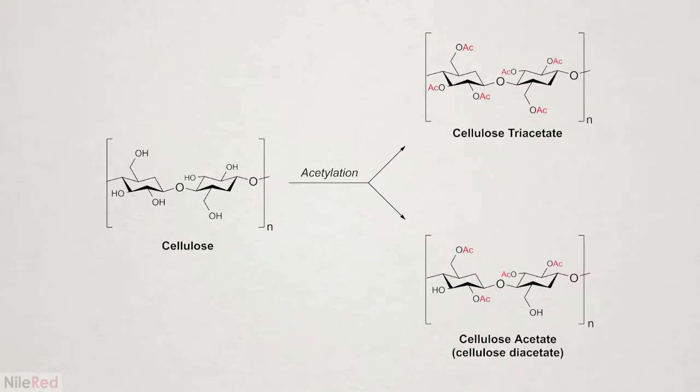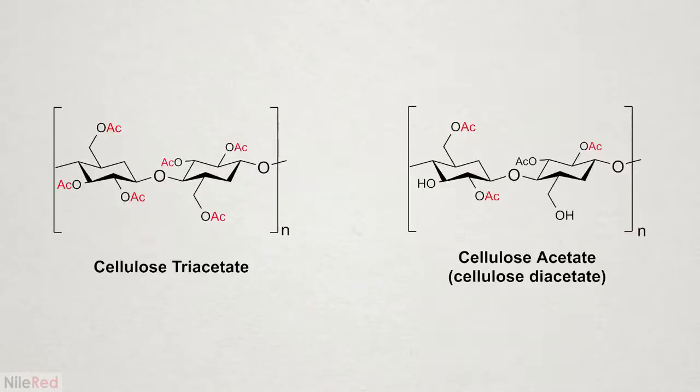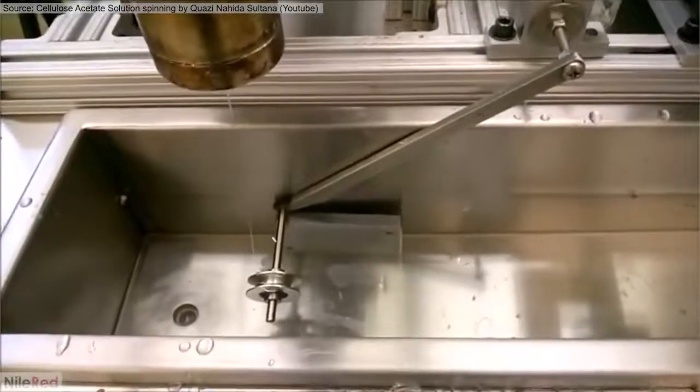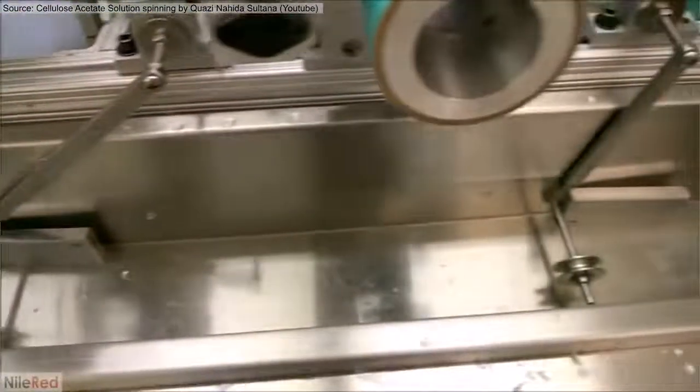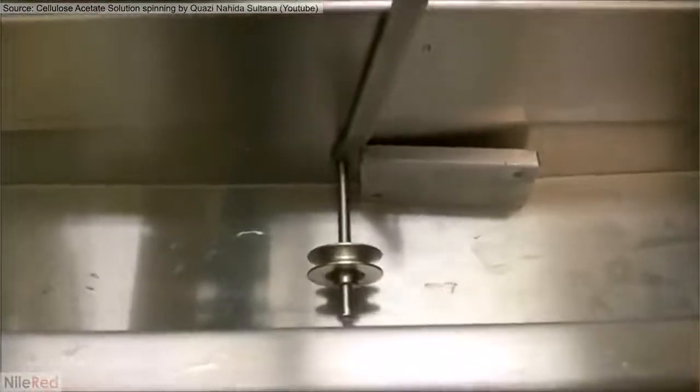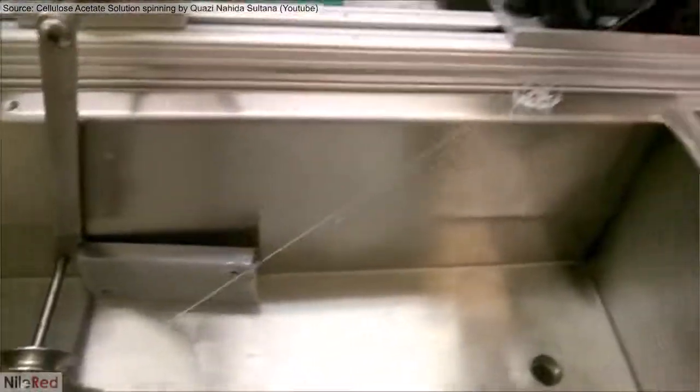The partially acetylated cellulose has on average 2 acetyl groups per glucose unit and is often just called cellulose acetate. In this video though, I'll refer to it as diacetate to make it more clear which one I'm talking about. Anyway, both these forms have slightly different properties which make them better for certain applications. In both cases though, the general result is a synthetic cellulose derivative that can be dissolved in organic solvents.